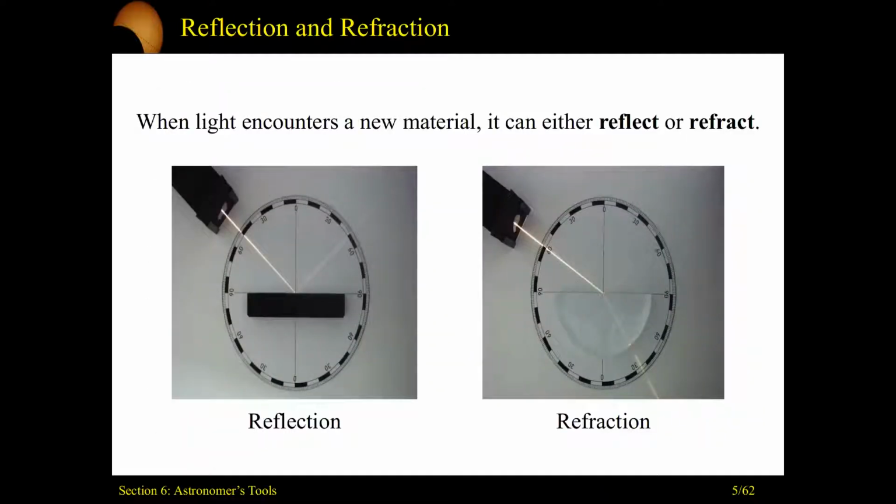There are 2 main properties of light that we're going to explore and exploit when using and building telescopes. And that's going to be the properties of reflection and refraction. Now, these are the simplest case pictures that we can show you of light coming in and bouncing out. But let's go into a little bit more detail.